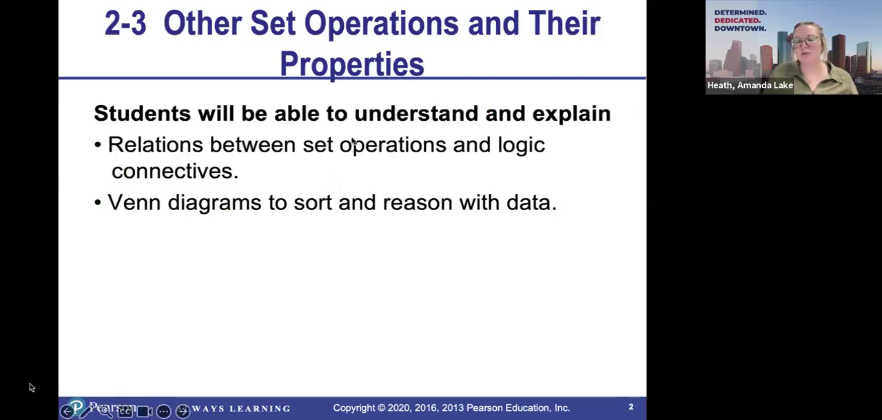Today we are going to be talking through section 2.3, which is all about set operations and their properties. In the last couple lessons, we learned about sets, set equality, one-to-one correspondence, and a little bit about subsets. But now we are going to talk about some other operations and using Venn diagrams to sort and reason with data. Again, these slides are posted on Canvas. I have skipped a few in this presentation just for time's sake and to focus on what you really need to know, but the full slides are posted on Canvas.